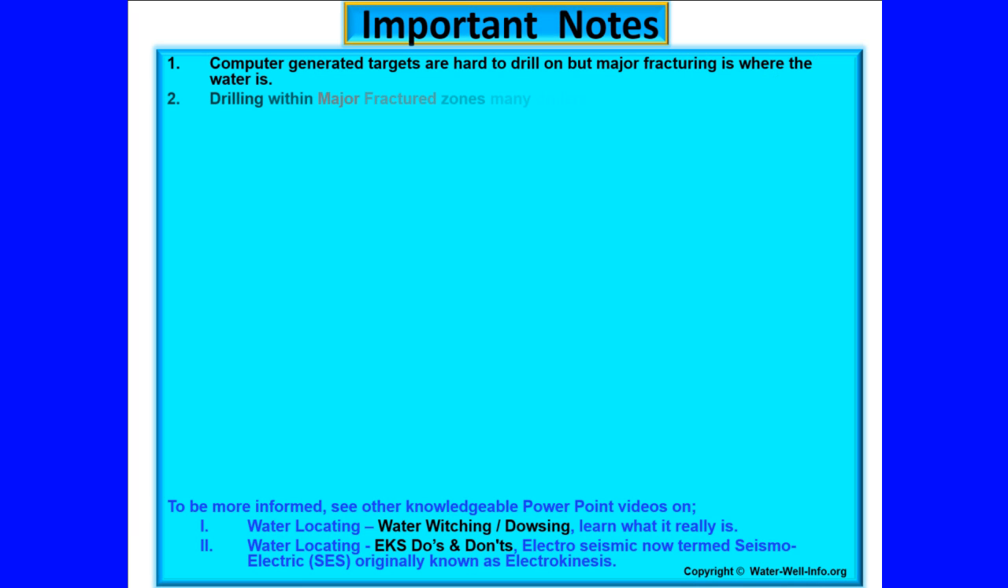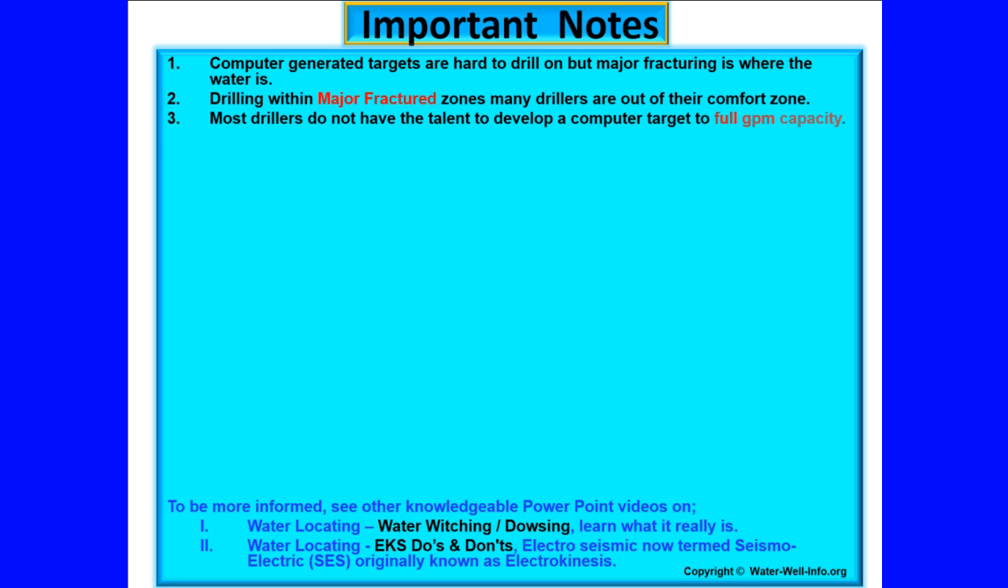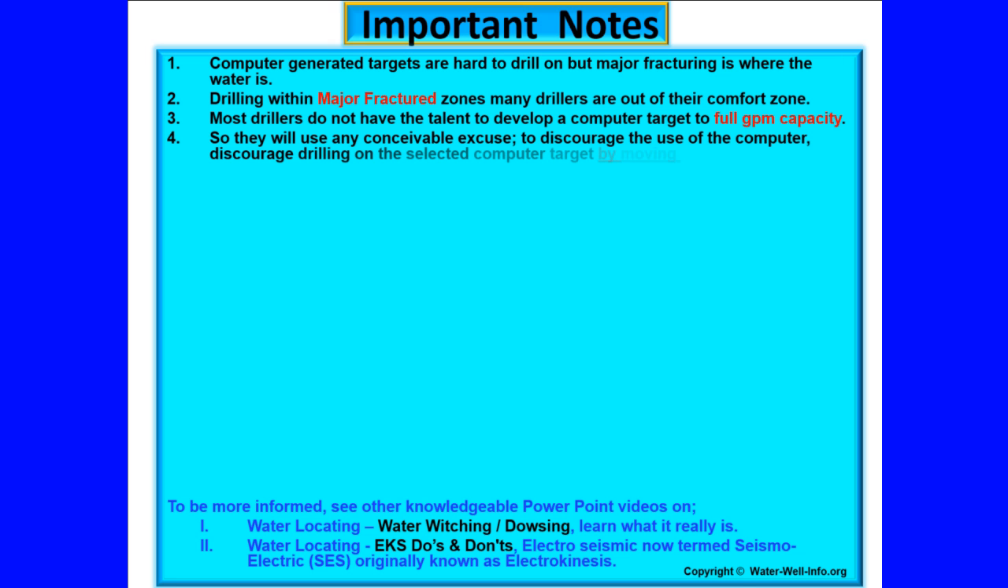Important notes. Computer-generated targets are hard to drill, but major fracturing is where the water is. Drilling within major fractured zones, many drillers are out of their comfort zone. Most drillers do not have the talent to develop a computer target to full gallon per minute capacity. So they will use any conceivable excuse to discourage drilling on a selected computer target, by moving off target to a degree or making false statements.